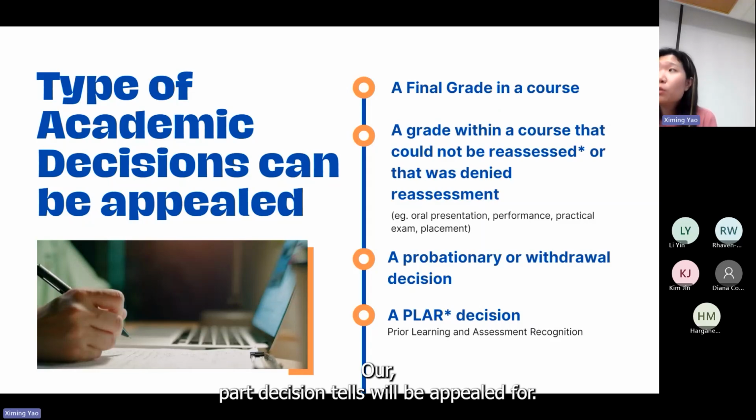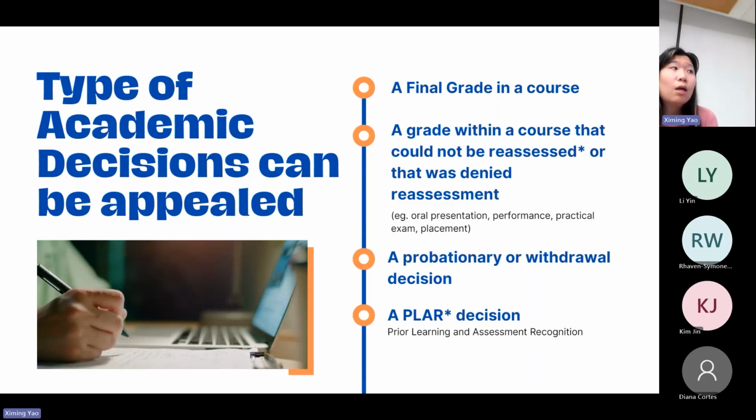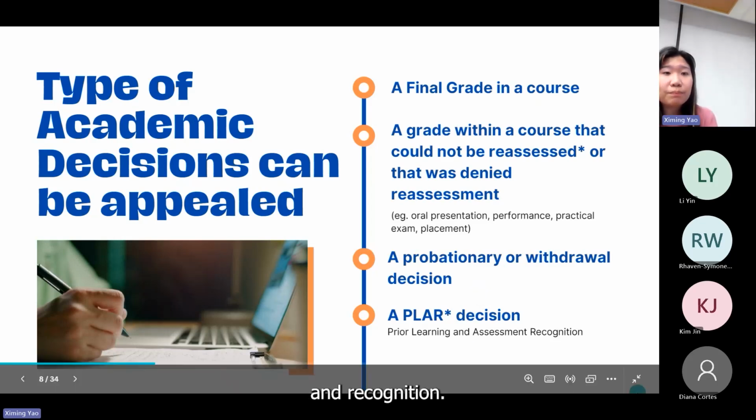An appeal decision can also be appealed. This is something that not everybody knows. So what does PLAR stand for? It is prior learning assessment and recognition.